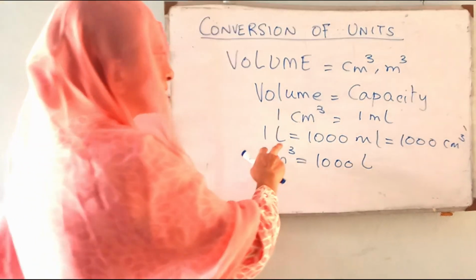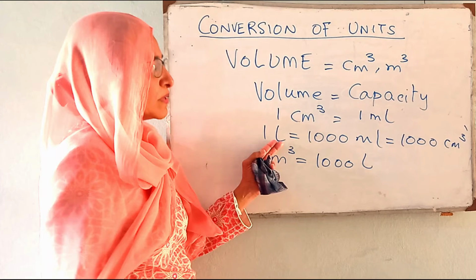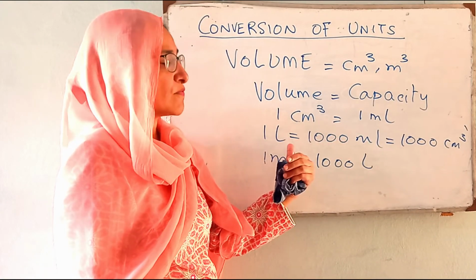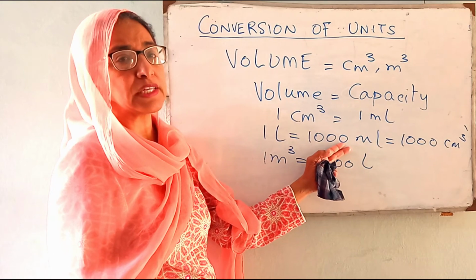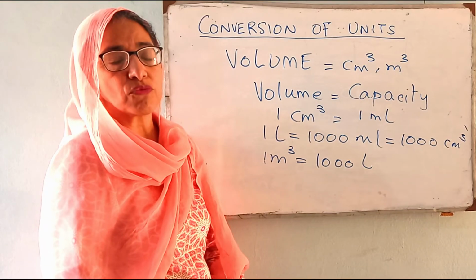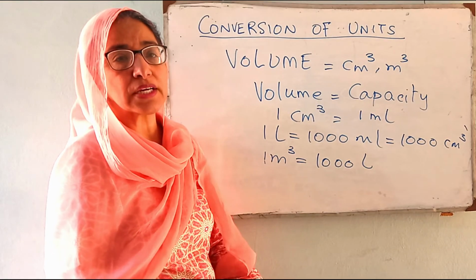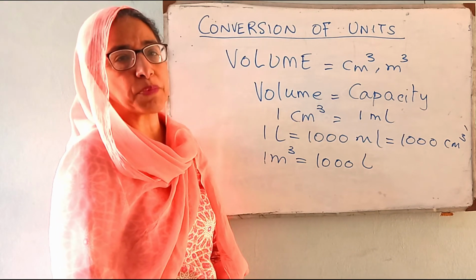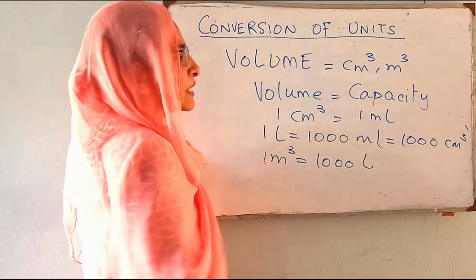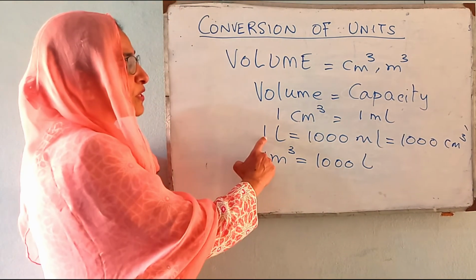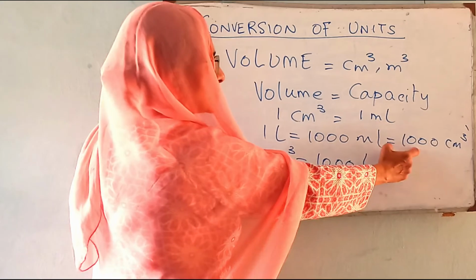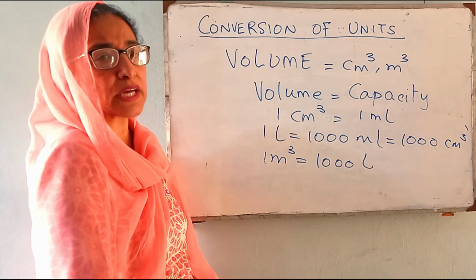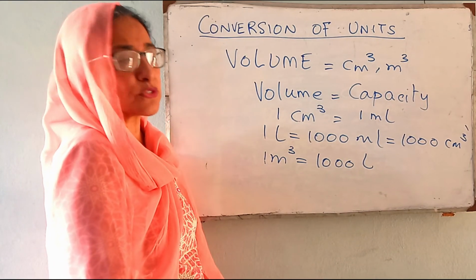And the same is the case that liters are a bigger unit, milliliters are a smaller unit. If I have to convert liters into milliliters, what am I going to do? I am converting a bigger unit into a smaller unit, so I will multiply it by 1000. If I have to convert this into centimeter cube, once again I have to multiply it by 1000. I have to add 3 zeros in the end.